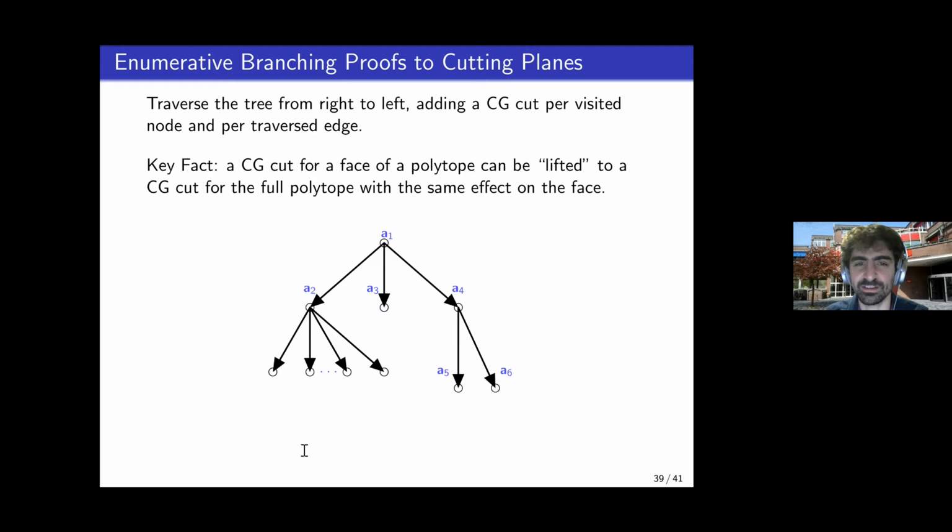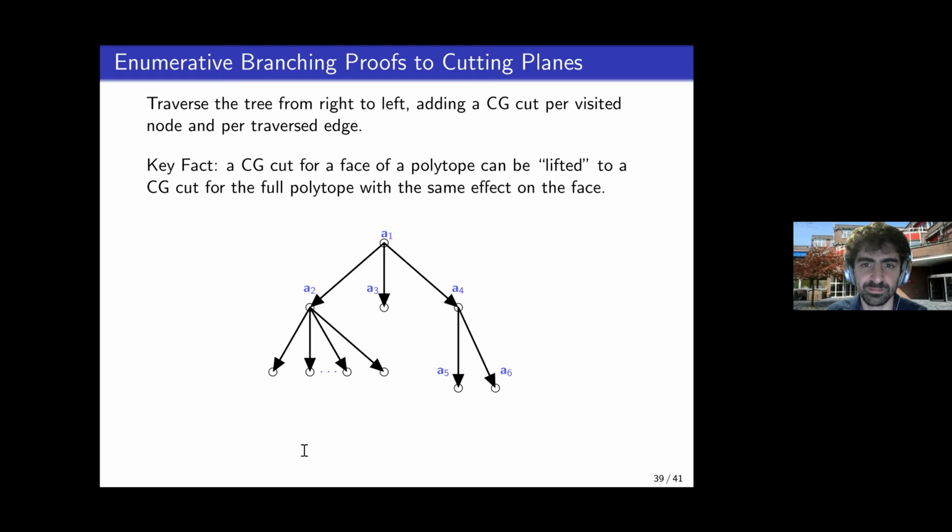And what Cook et al. essentially showed, at least implicitly, is that if you take any such proof, you can in fact translate it into a cutting planes proof. Essentially you do an in order traversal of the branching tree, where you always traverse the tree from right to left, and you carefully add a cut every time you traverse an edge or you visit a new node. And the main thing is that when you traverse the tree in this very careful way, all of the inequalities that you're trying to add to the polytope are on the boundary of the current polytope. So they really can be related to CG cuts.